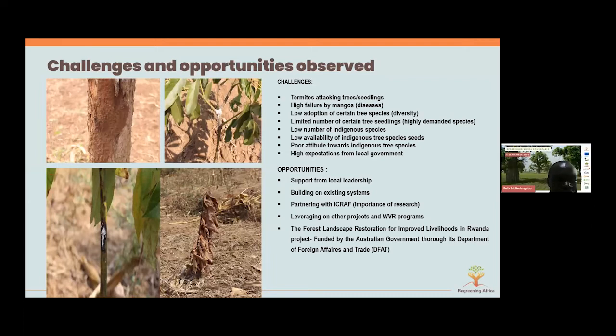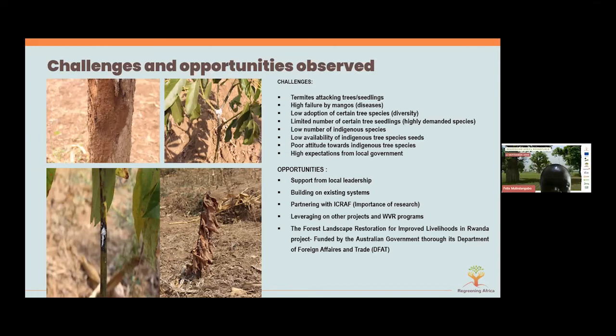We've seen some challenges and opportunities as well with this practice. The challenges: because the project is implemented in the eastern province of the country, with semi-arid climate, we encounter the challenge of termites that attack the tree seedlings, and there has been a high failure of mango due to diseases.